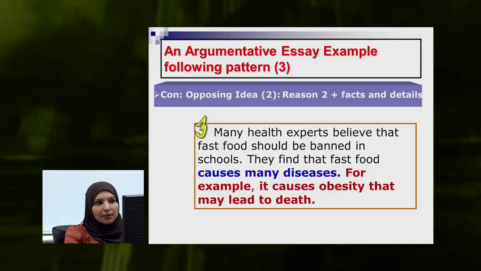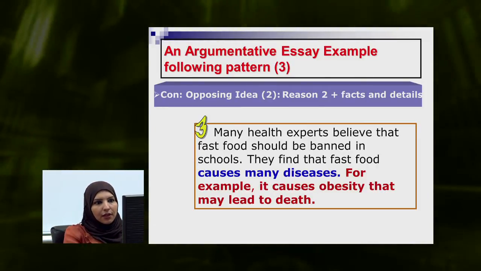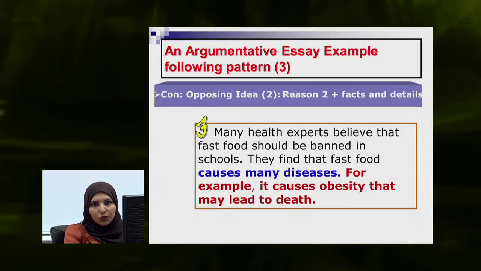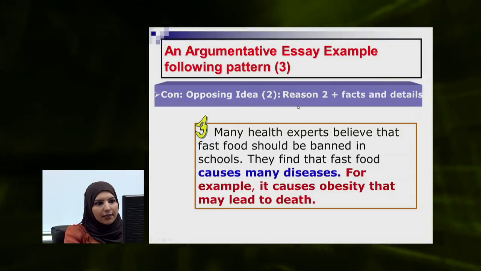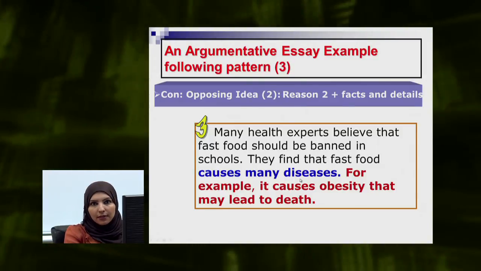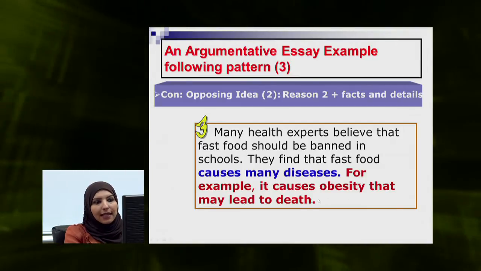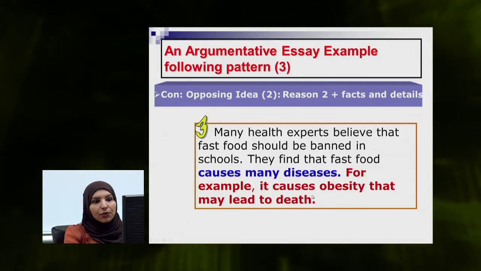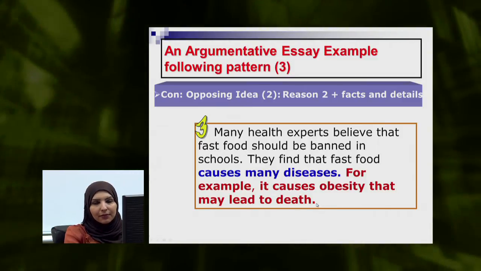Once we analyze the third paragraph, we'll find out that health experts find that fast food should be banned in schools. The reason here is that it causes many diseases. And the details or examples mentioned here is that it causes obesity that may lead to death. Now let's move to the fourth paragraph.